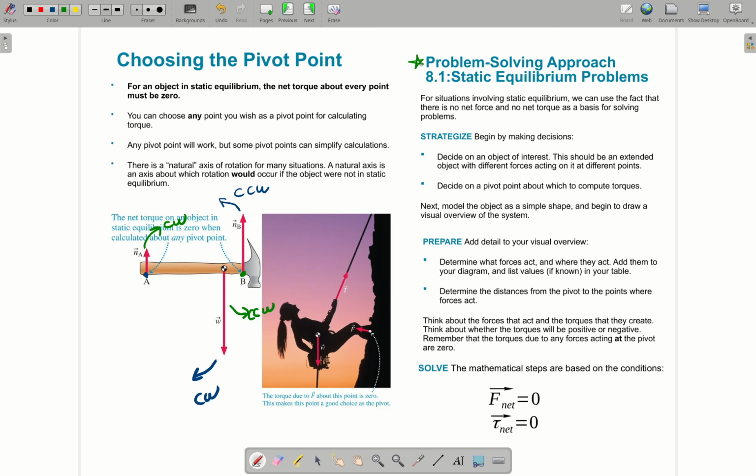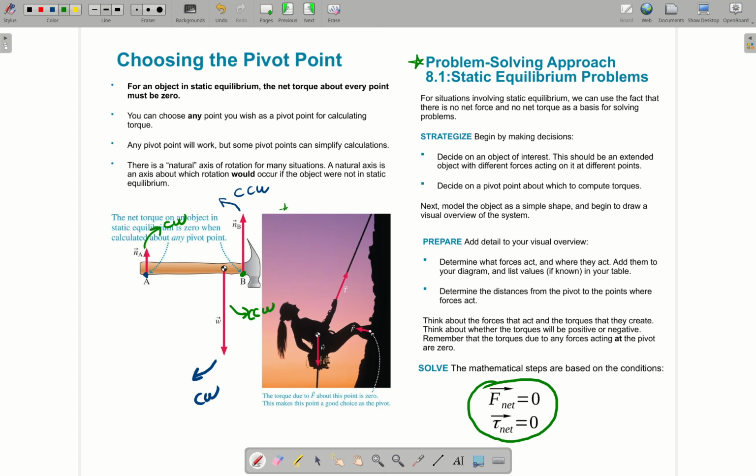This here nicely summarizes what to do. Generally, we go through the same steps. We strategize. That means draw an ugly picture, decide on what is happening, decide on a pivot point, and think about how you would calculate your question. Prepare for solutions, show all the known and unknown, show all the forces, and then solve. As we solve, we'll use two simple equations. If the system is in equilibrium, F net is 0, torque net is 0.